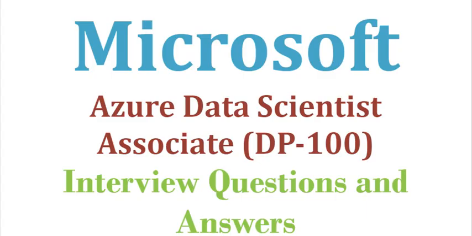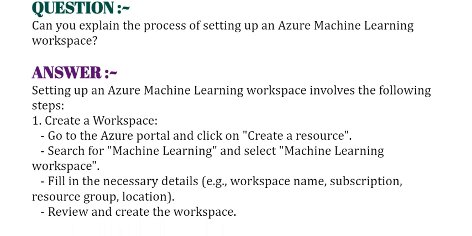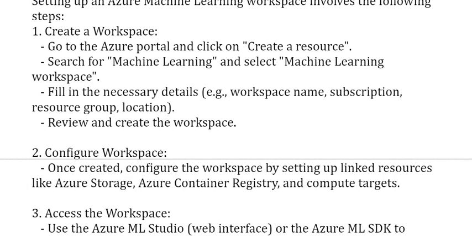The question is, can you explain the process of setting up an Azure Machine Learning workspace? Your answer should be, setting up an Azure Machine Learning workspace involves the following steps. Step 1. Create a workspace. Go to the Azure portal and click on Create a Resource. Search for machine learning and select Machine Learning workspace. Fill in the necessary details, for example, workspace name, subscription, resource group, location. Review and create the workspace.